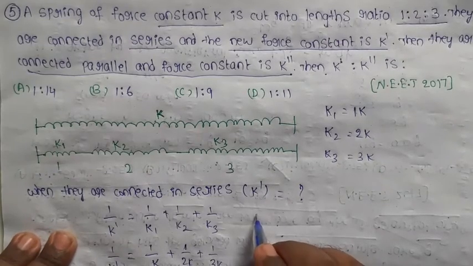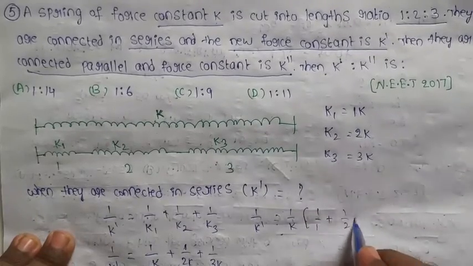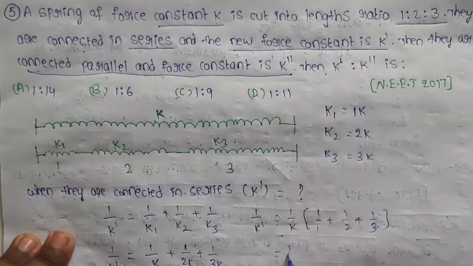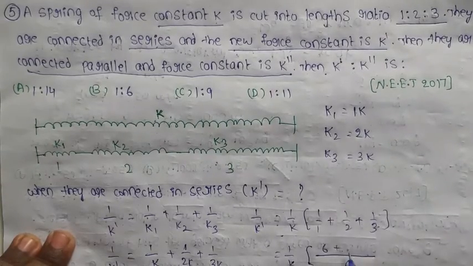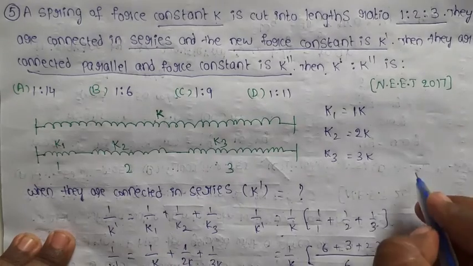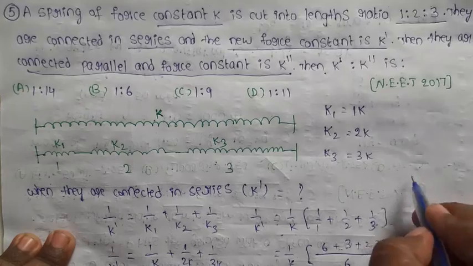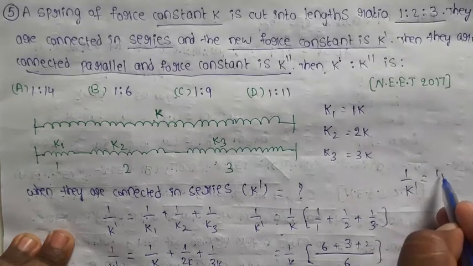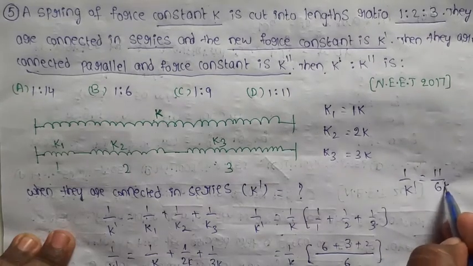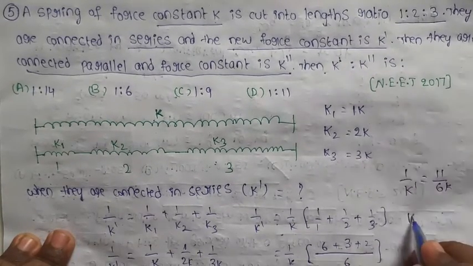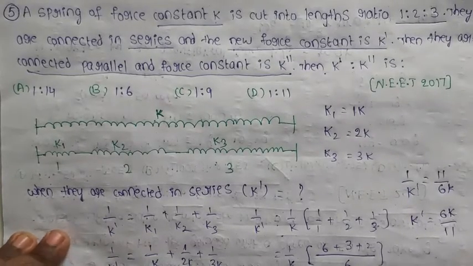I am going to take common 1 by k, 1 by 1 plus 1 by 2 plus 1 by 3. Here LCM is 6. So 6 plus 3 plus 2. So on numerator 6 plus 5, 11 by 6. So 1 by k dash equal to 11 by 6 into 1 by k. So I want the k dash value, it comes reciprocal, 6k by 11. This is the k dash value.